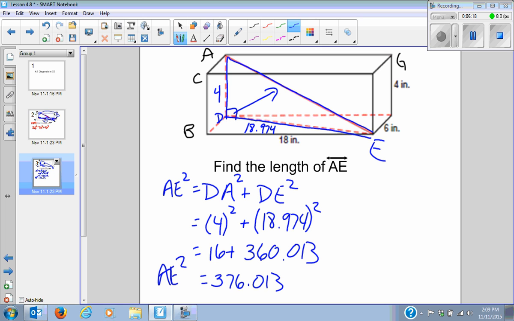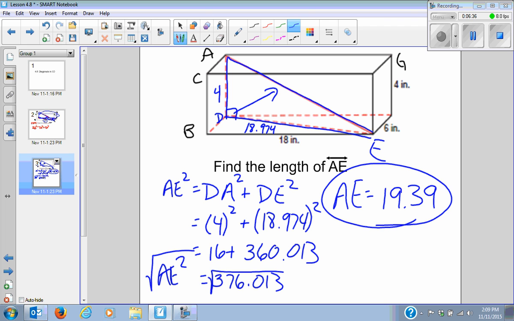Again, I don't want it squared, so I square root it, and I get my length of AE equals, when I pop that in my calculator, I get 19.39. So that would be my final answer. You had to do a couple different questions in order to figure that one out.